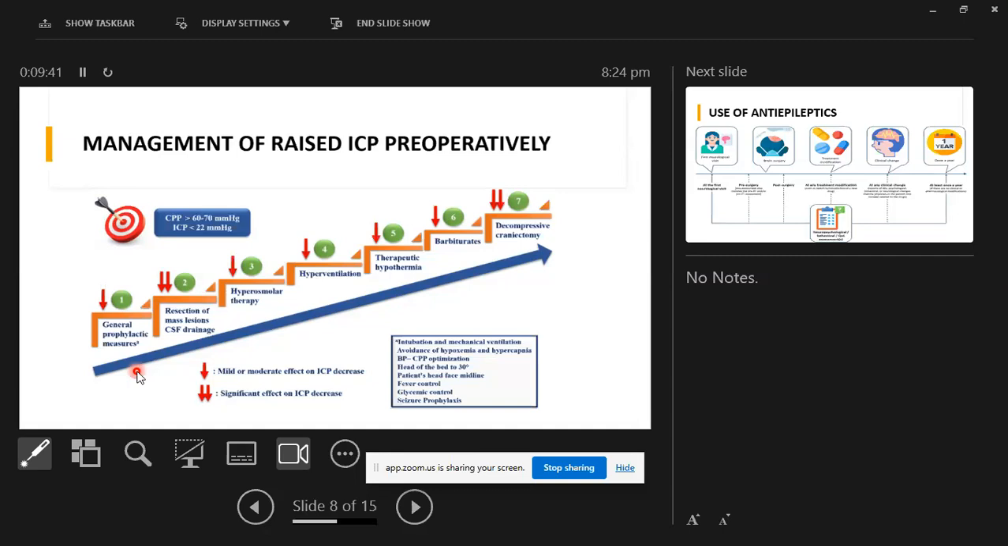And for ICP monitoring, we need monitors and other things to assess the effectiveness of interventions. We have certain medications to control the raised ICPs. That includes osmotic agents like mannitol and hypertonic saline. These are commonly used to reduce cerebral edema by drawing fluid out of the brain tissue into the bloodstream.